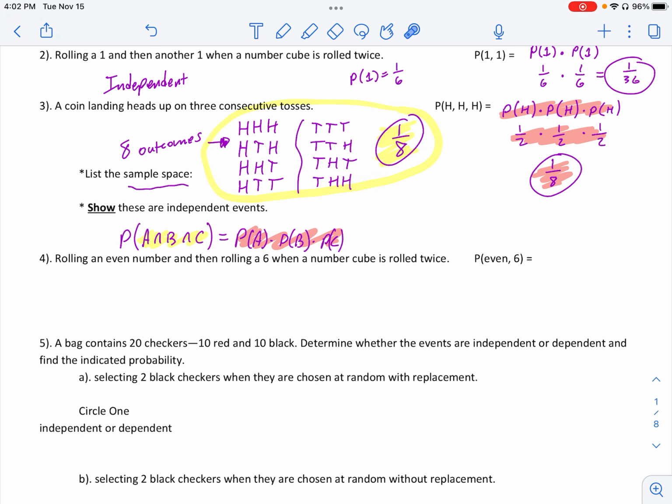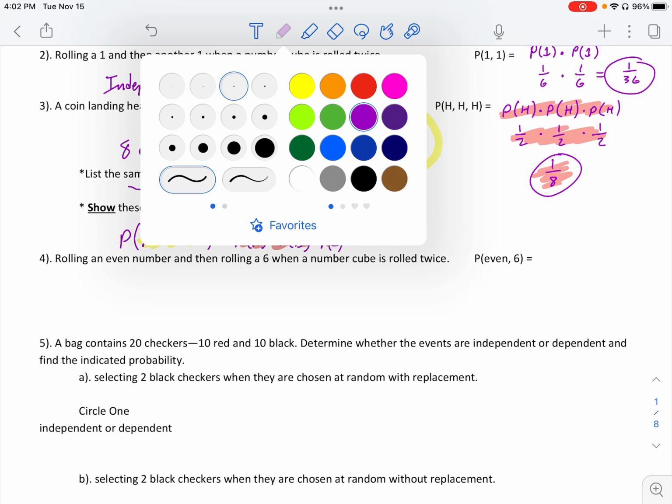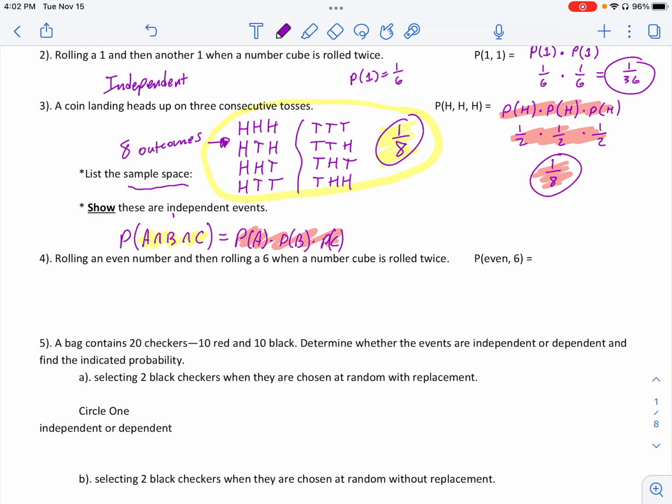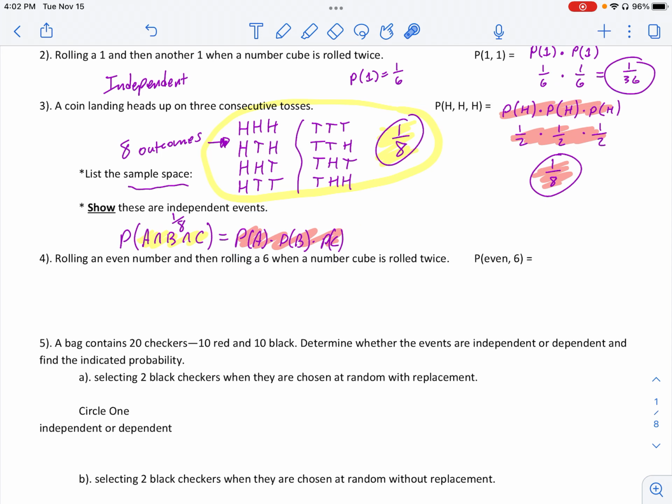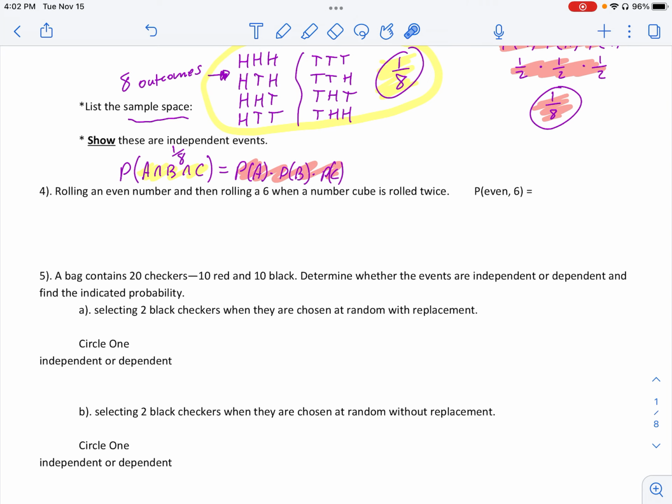When you see this saying, show me, you have to kind of convince me. So I would say that this is 1/8, and on this side, I would write all of this out. I could do that. 1/2 cubed is another way to do it, which is 1/8.